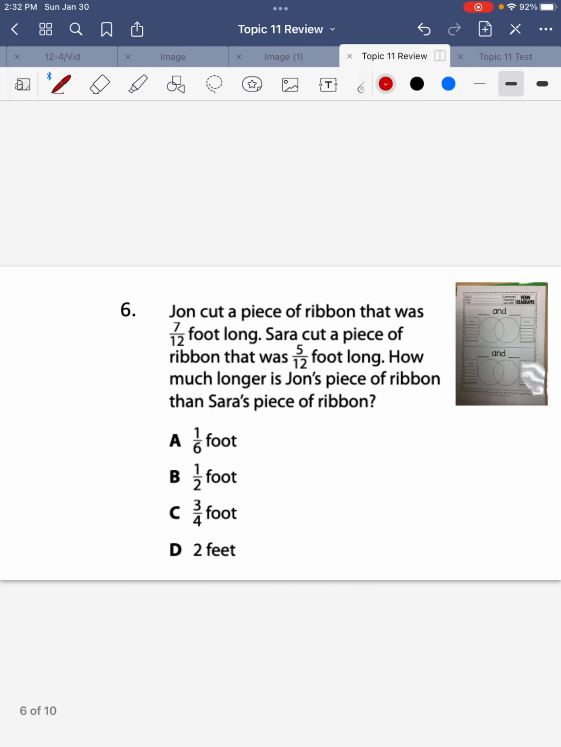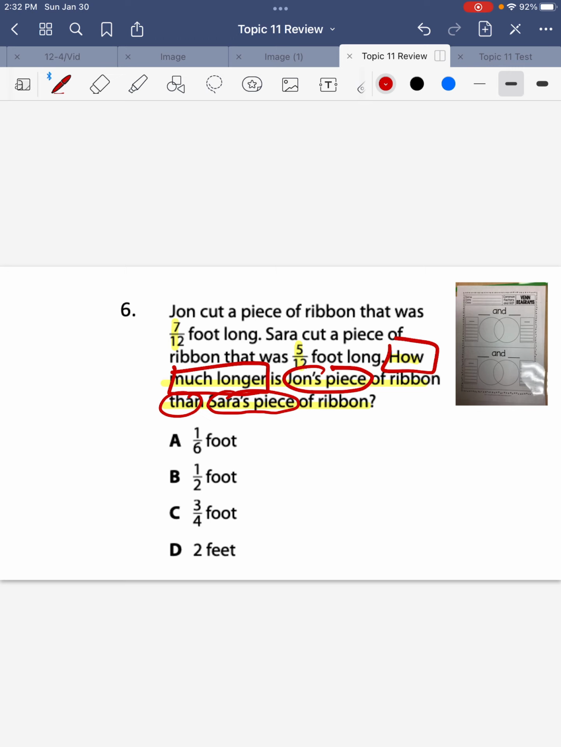Okay. Number 6 says John cut a piece of ribbon that was 7/12 foot long. Sarah cut a piece of ribbon that was 5/12 foot long. How much longer is John's piece of ribbon than Sarah's piece of ribbon? So let's look at our key words. Okay, how much longer is John's piece of ribbon than Sarah's piece of ribbon?